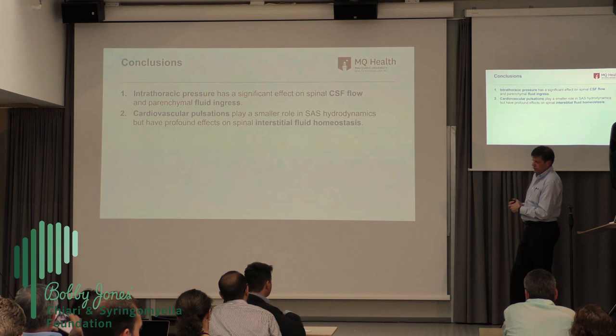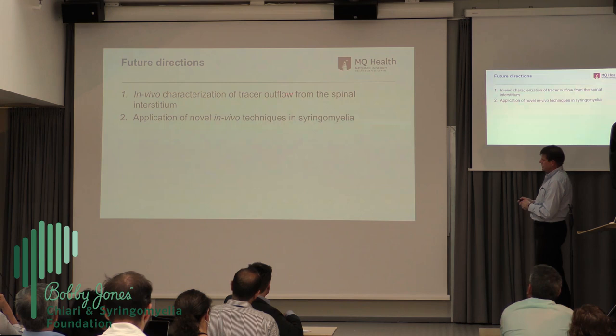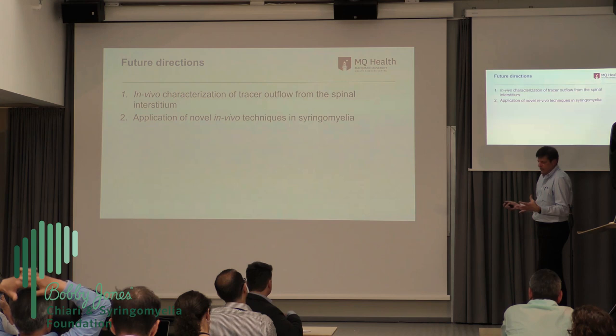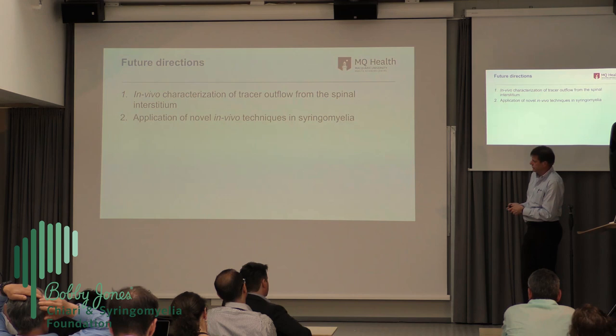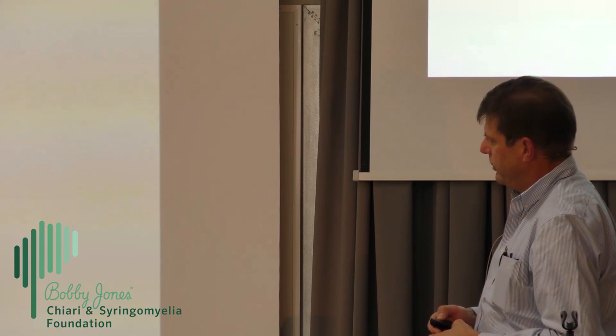So where we're going next is to hopefully develop our techniques better so we can look at the in vivo outflow. That's going to be technically very challenging, but that would be particularly interesting. And then once we've completed that study, we'll want to look at the fluid flow in pathological situations, particularly those that relate to syringomyelia, so particularly where there is spinal cord injury, obstructions in the subarachnoid space, and see how that perturbs the fluid flow into and out of the spinal cord.